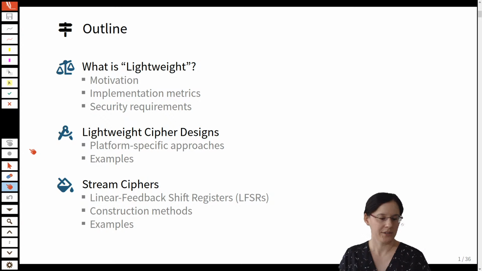So, what's the plan for today? First, I want to talk a bit about what we mean by lightweight. So, the general motivation for this topic, which sort of implementation metrics we usually consider, and what the security requirements are that we have in this context.